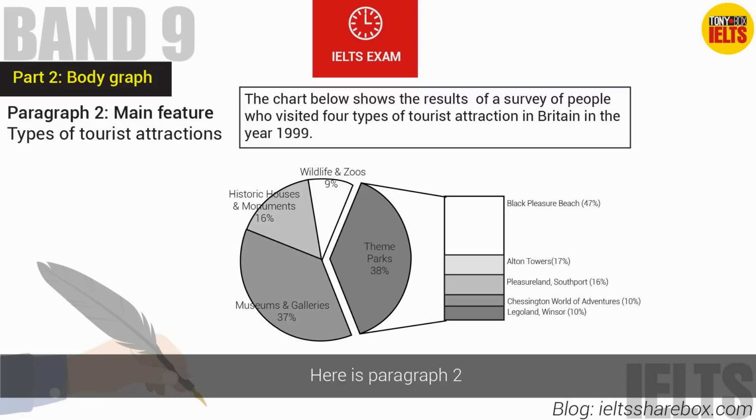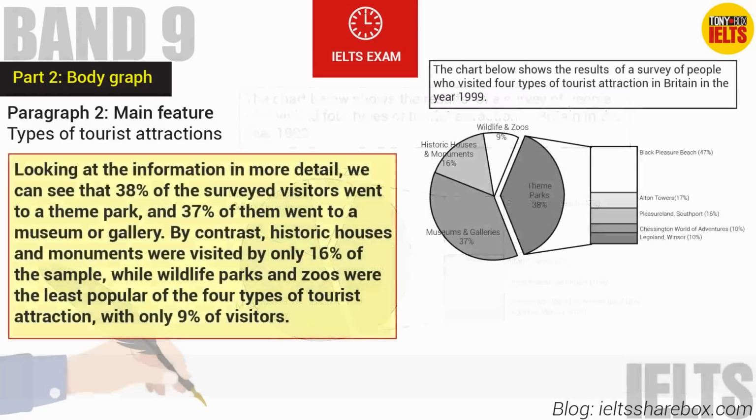Here is paragraph 2. Looking at the information in more detail, we can see that 38% of the surveyed visitors went to a theme park, and 37% of them went to a museum or gallery. By contrast, historic houses and monuments were visited by only 16% of the sample, while wildlife parks and zoos were the least popular of the four types of tourist attraction, with only 9% of visitors.